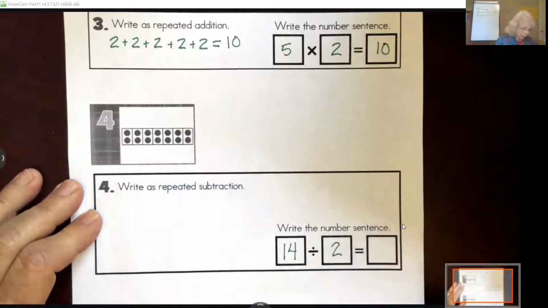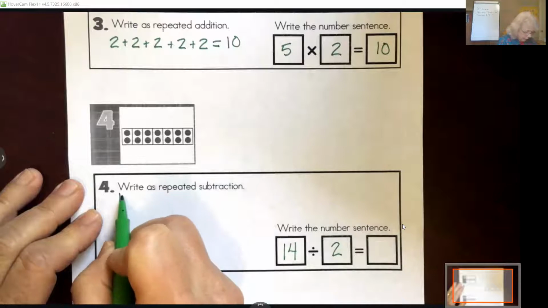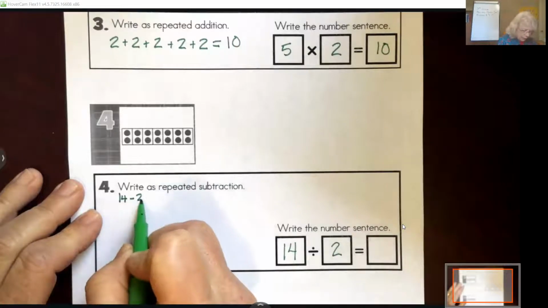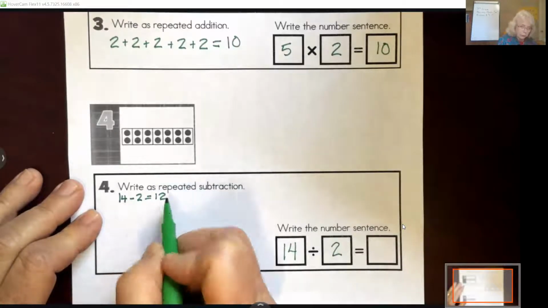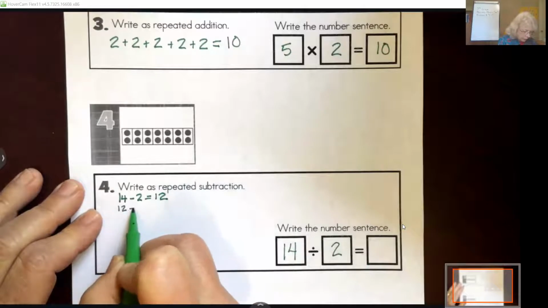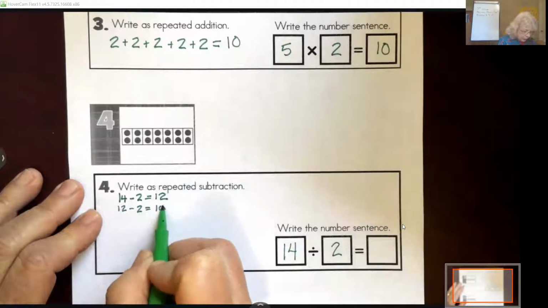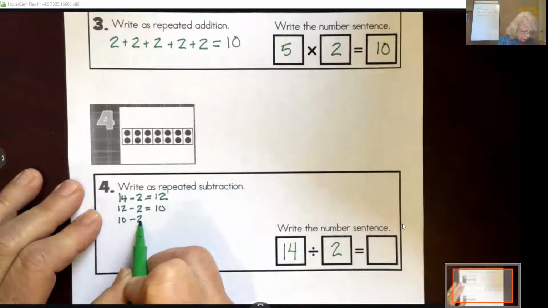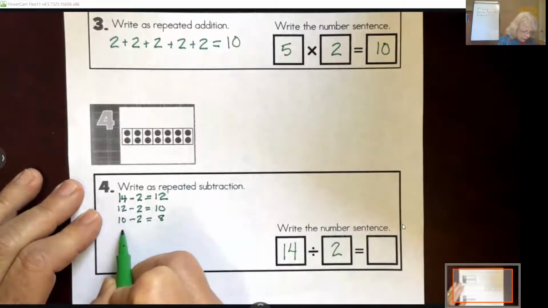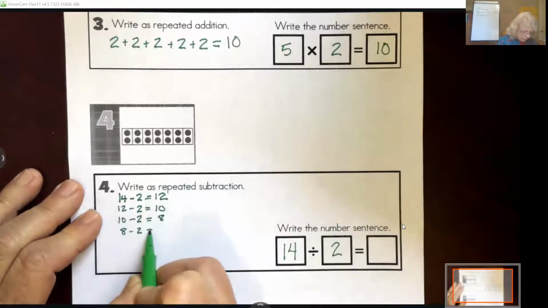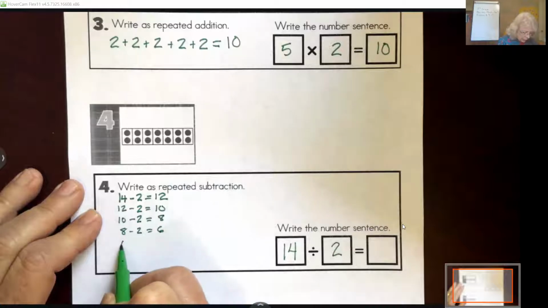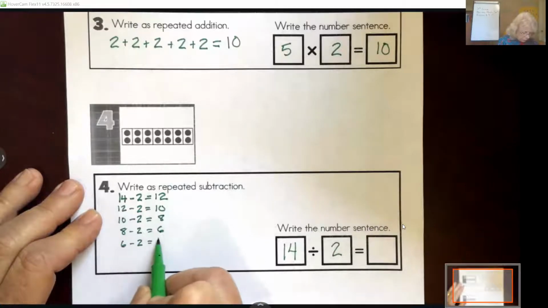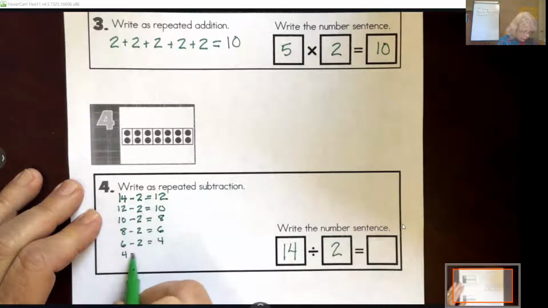And repeated subtraction looks like this. We have 14 minus 2 equals 12. 12 minus 2 equals 10. 10 minus 2 equals 8. 8 minus 2 equals 6. 6 minus 2 equals 4. And 4 minus 2 equals 2. And lastly, 2 minus 2 equals 0.